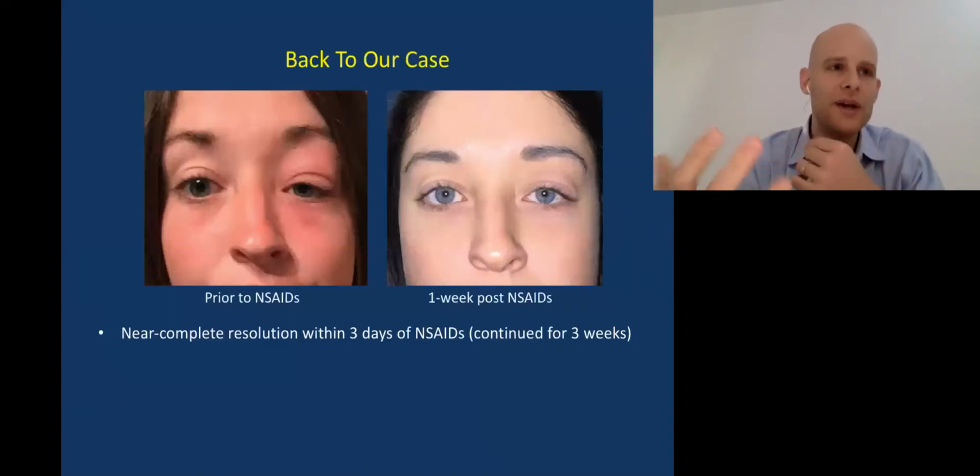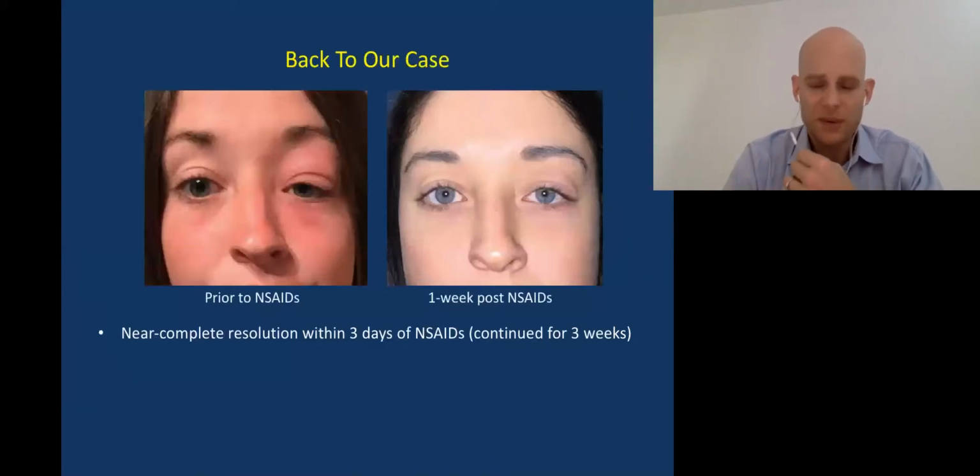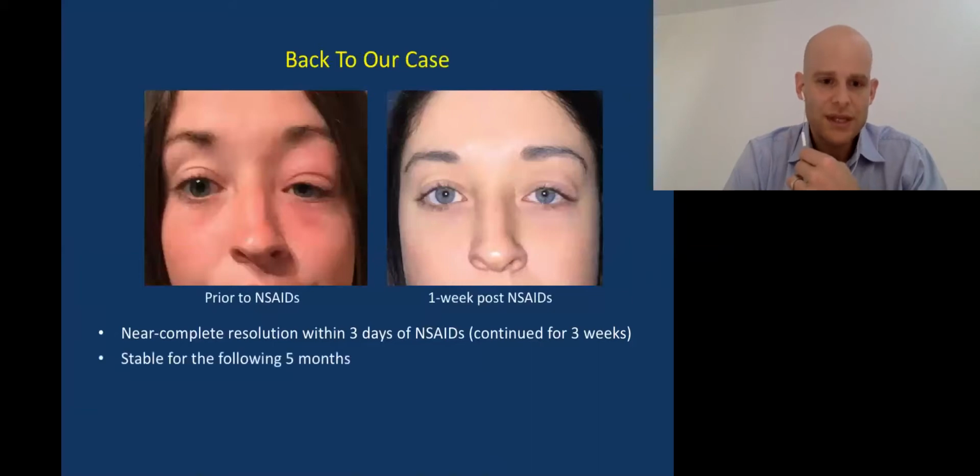We know that when it comes to prednisone, anywhere from 45 to 75% of patients will improve. We have no idea what the answer is for NSAIDs. So I start them on NSAIDs and I keep my fingers crossed. She was stable for the last 5 months. I saw her recently in clinic and she looked fantastic.